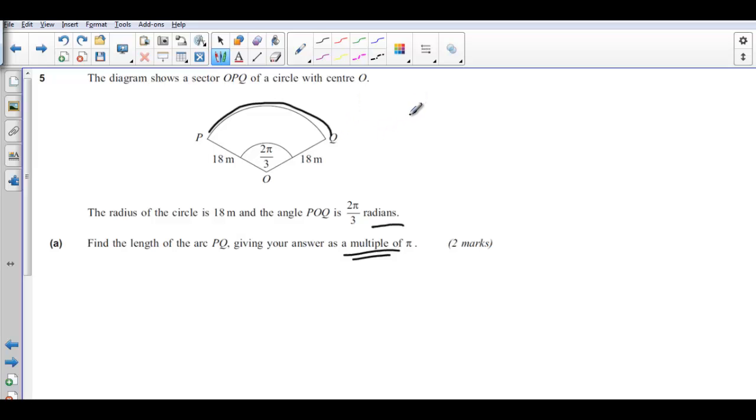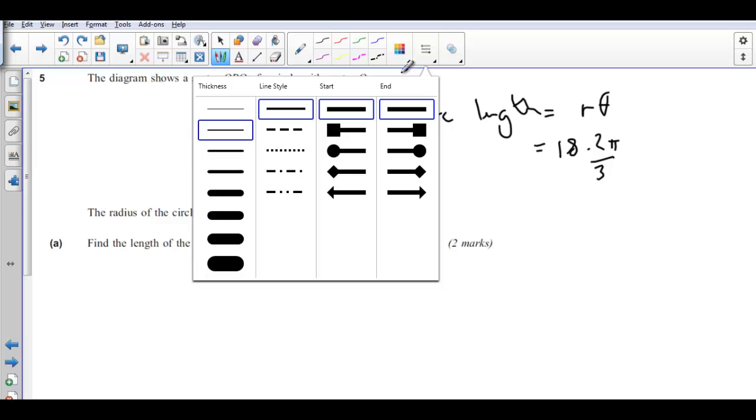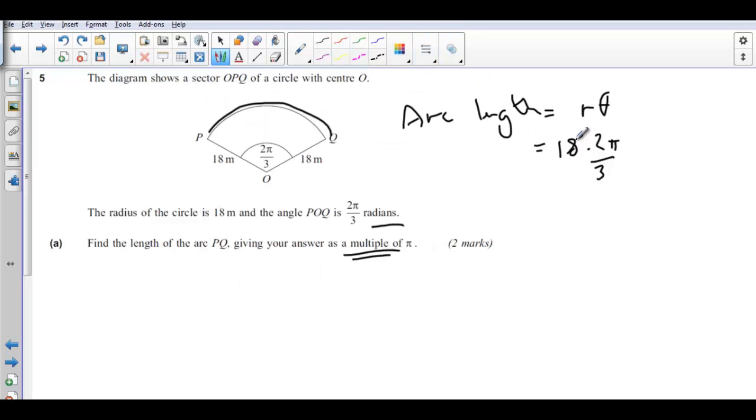Okay, as we're in radians, we need our radian formula. Arc length is equal to rθ. Plug numbers in. So r is 18. We're multiplying that by 2π/3. Straight away I can see that things are going to be cancelling. Good for us. 18 divided by 3 gives me 6. So that turns out to be 6 times 2, which is 12π. There's our answer as a multiple of π.